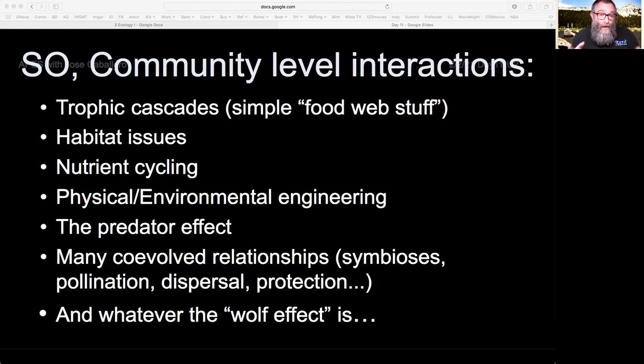And we often find when we do that, that the relationships between species are more complicated than we thought. It's not just food stuff. There's a whole bunch of community level interactions, other ways that species affect each other. You may want to rewind that. You may want to write a couple more things down.